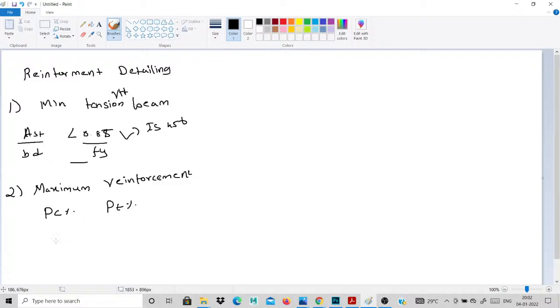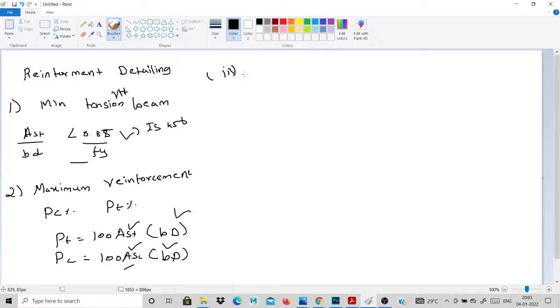I calculate the tension reinforcement, maximum reinforcement as 100 Ast divided by bd. This is my maximum reinforcement percentage for tension. For compression, same as that, 100 Asc divided by bd. The section is the same, the Ast is different. This is the tension reinforcement percentage, and this is the compression reinforcement percentage for your doubly reinforced beam for maximum reinforcement.